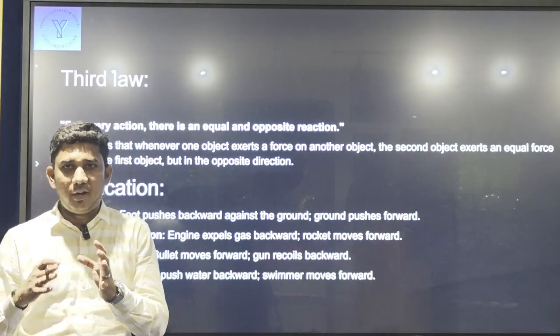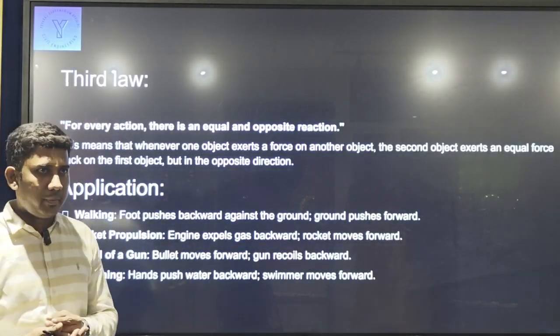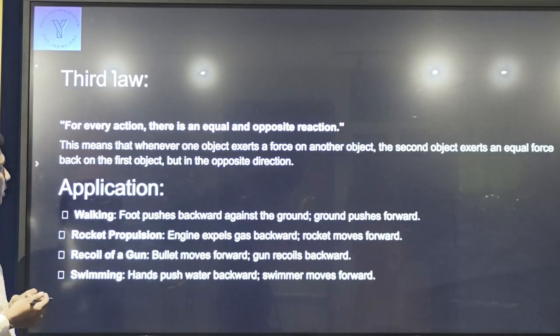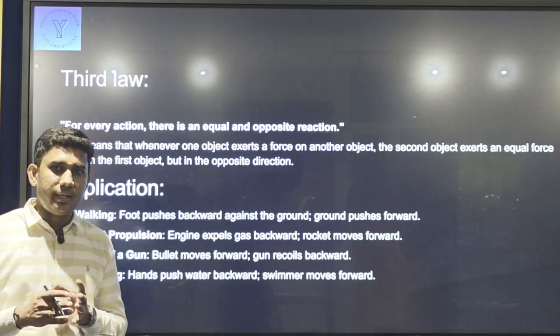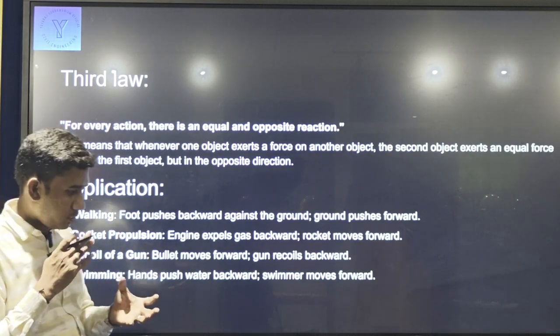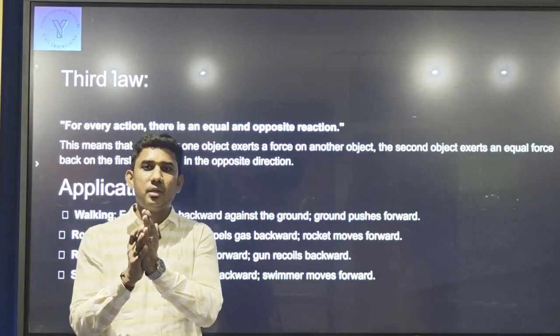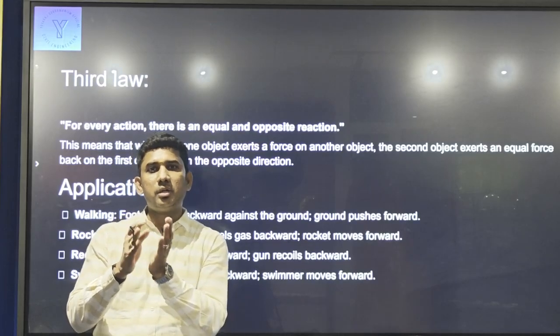So, moving on to the third law of motion. We all know the better way to understand Newton's third law: for every action, there is an equal and opposite reaction. So whenever a force is exerted in one direction, we get an equal amount of force in the opposite direction on an object.